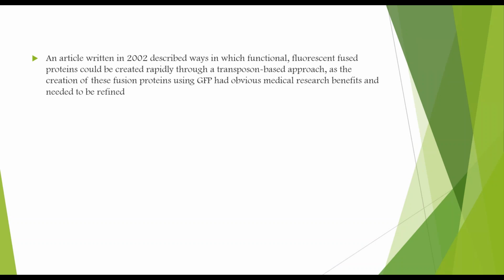A methodology article written in 2002 by Douglas Sheridan and co. described ways in which functional fluorescent fused proteins could be created rapidly through a transposon-based approach, which is a class of genetic elements that can jump to different locations within a genome. As the creation of these fusion proteins using GFP had obvious medical research benefits, it needed to be refined.